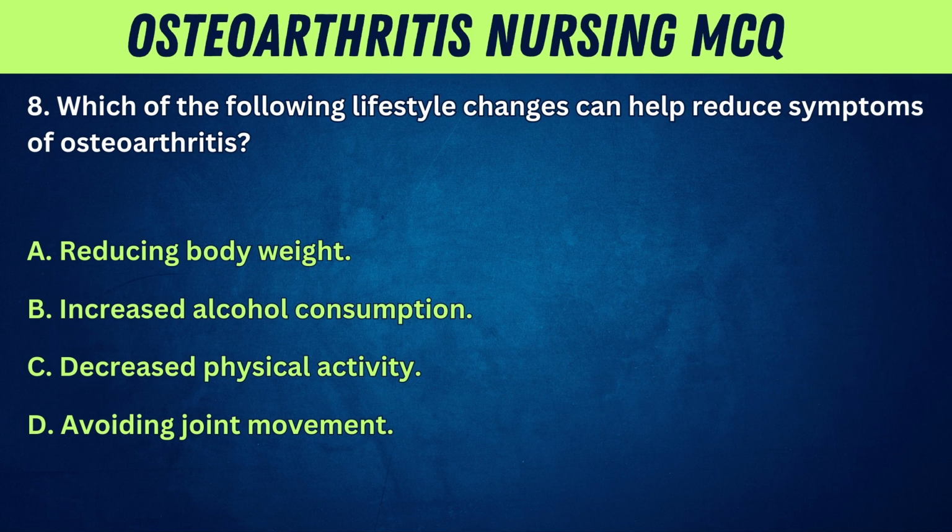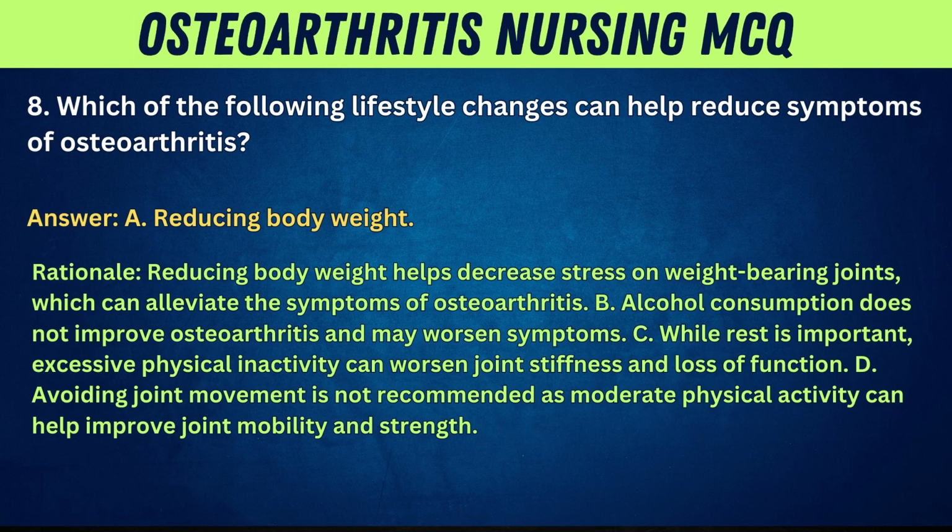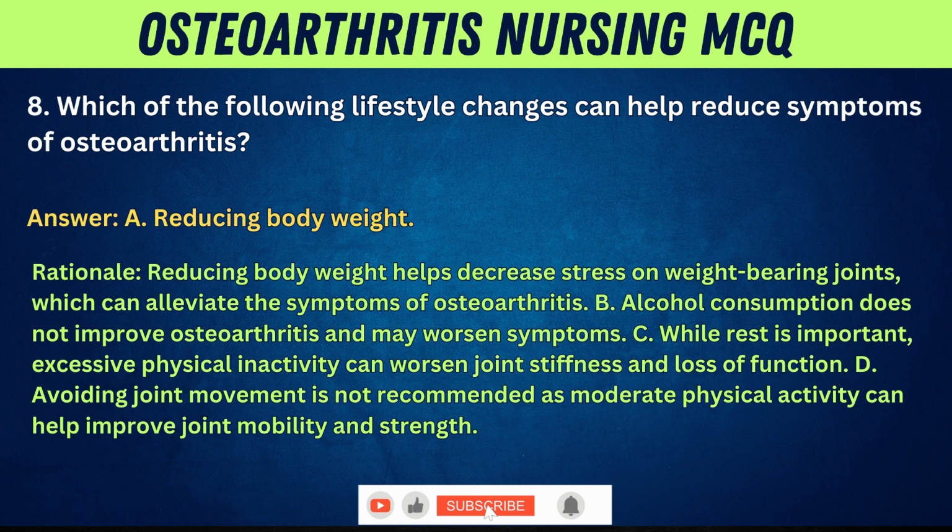8. Which of the following lifestyle changes can help reduce symptoms of osteoarthritis? A. Reducing body weight. B. Increased alcohol consumption. C. Decreased physical activity. D. Avoiding joint movement. Answer: A. Reducing body weight. Rationale: reducing body weight helps decrease stress on weight-bearing joints, which can alleviate the symptoms of osteoarthritis.